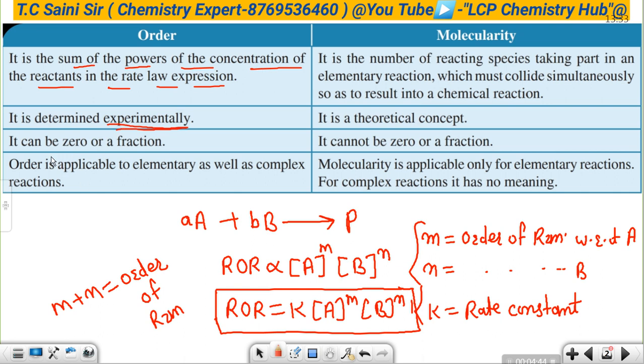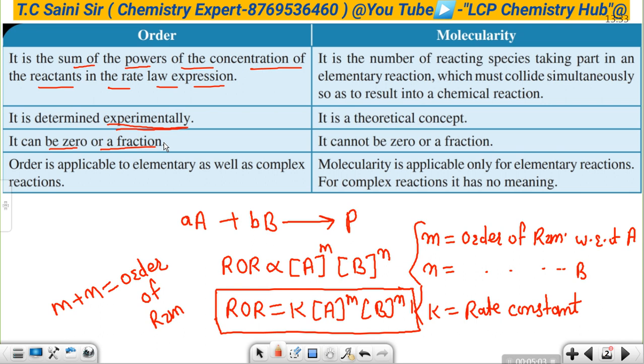Third point is order of reaction can be 0 or a fraction. It is not necessary that order of reaction is always an integer number. Order of reaction can be 0 or a fraction or a complete integer.